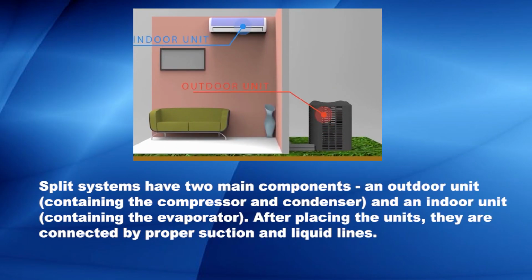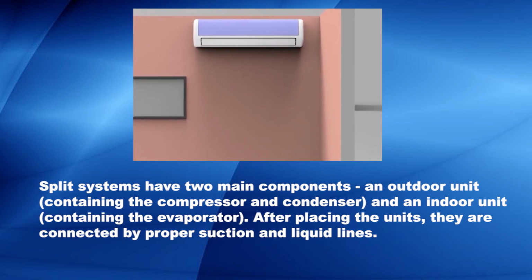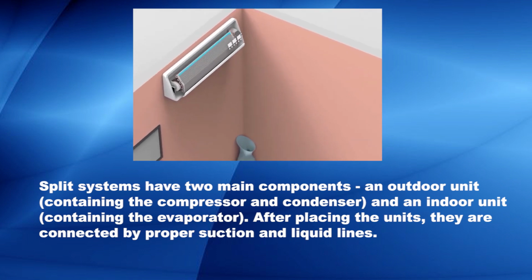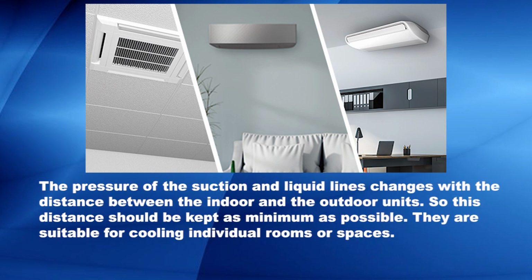Split air conditioners. The split system has two main components, an outdoor unit containing the compressor and the condenser, and the other one is the indoor unit which contains the evaporator. After placing the units, they are connected by proper suction and liquid lines. The pressure of the suction and the liquid lines changes with the distance between the indoor and the outdoor units. So, this distance should be kept as minimum as possible. They are suitable for cooling individual rooms or spaces.